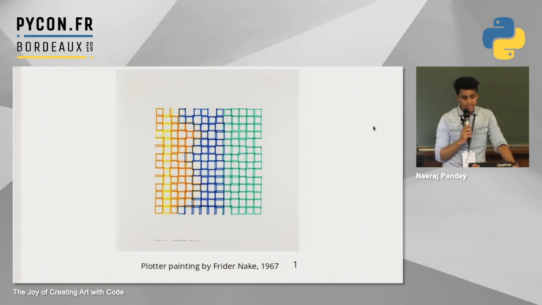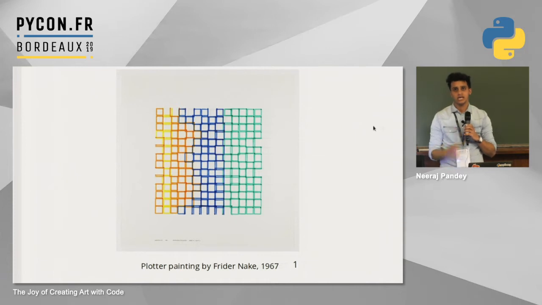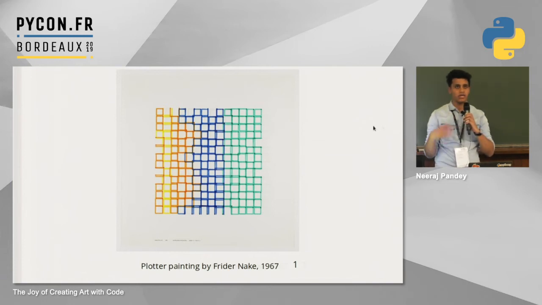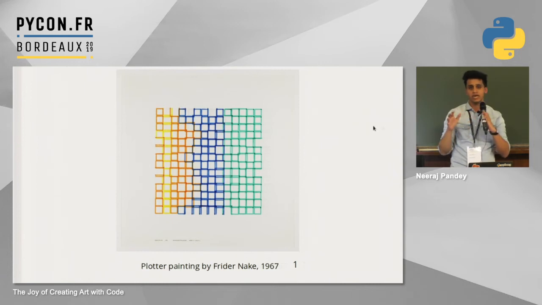So in 1967, Friedenick created this. The other problem during those times was a lack of output devices. You didn't have screens where you just write some code and get the output. So they used the plotter. A plotter is a mechanical device with a mechanical pen, and the pen is controlled by the instructions you put inside the computer.